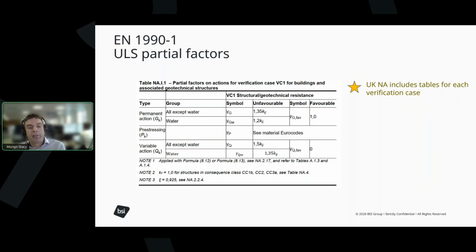Again, thinking about ease of use, the panel drafting the UK National Annex did recognise that that new table shown on the previous slide is complex. There's a lot of numbers there, and when you are dealing primarily with one of the verification cases, for example, if you're a buildings designer, you're dealing principally with structural resistance, you're principally working in verification case 1, it can be helpful just to have the values that apply in that verification case. And so in the National Annex, we are proposing to include some corresponding tables, verification case by verification case, which just gives the unfavorable and favorable values for the different actions. And an example of that is shown here on the screen.